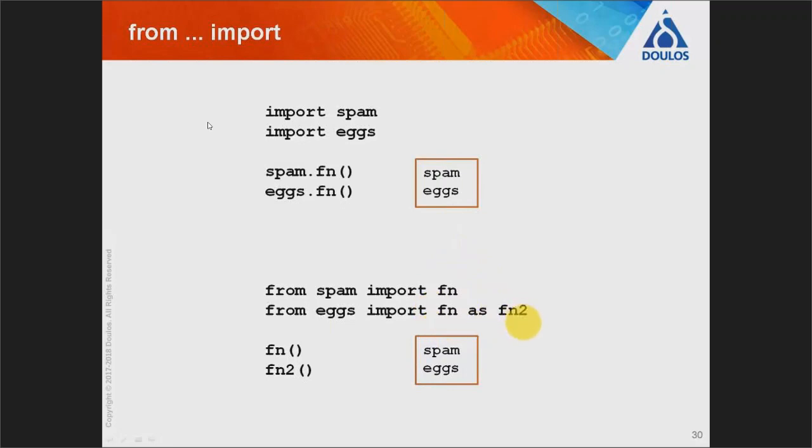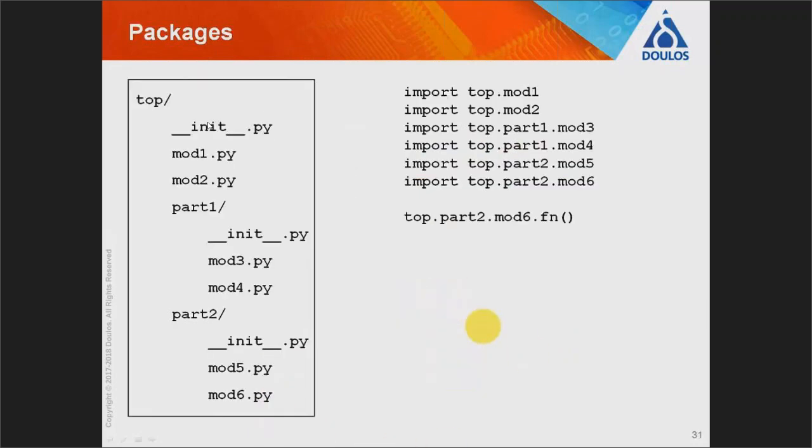So there's yet another trick. As you import a name from a module, you can choose to rename that definition as it's imported by writing something like from eggs import fn as fn2. So now if we call the function fn2, that's actually going to be implicitly calling eggs.fn.